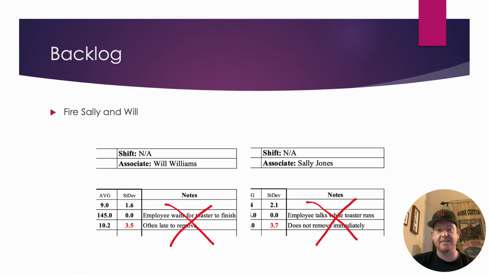And finally, we need to fire Sally and Will. I've already told you my new process involves eliminating 3 employees. I say we start here.